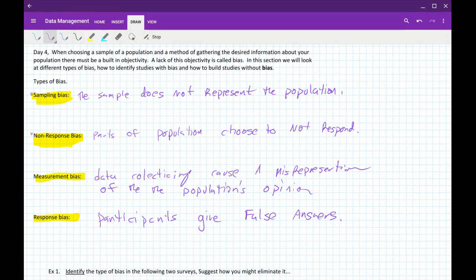So it could be a non-response bias if they don't say anything. But if they say, "Yes, I understand," everybody raises their hand. Raise your hand if you understand what I said. So they raise their hand, they respond, but they gave a false answer out of embarrassment.